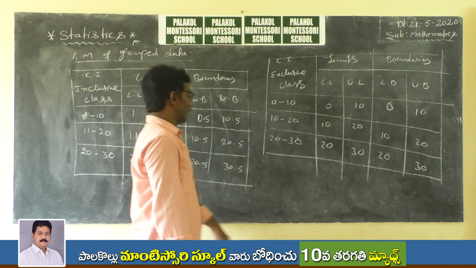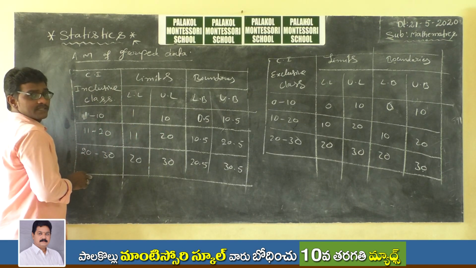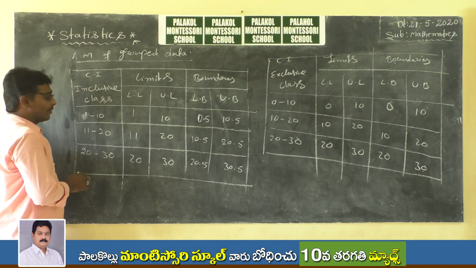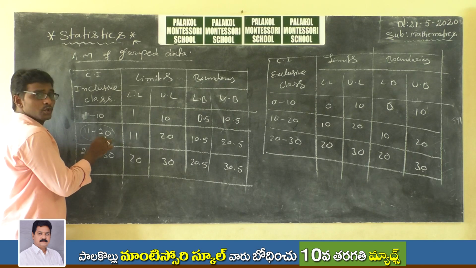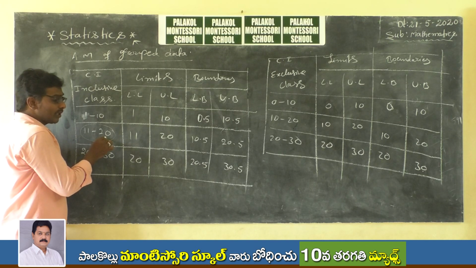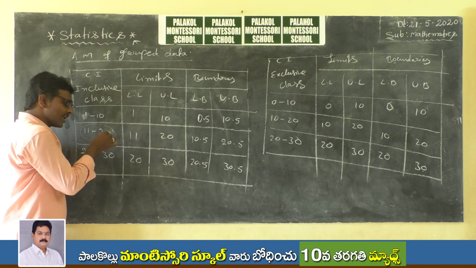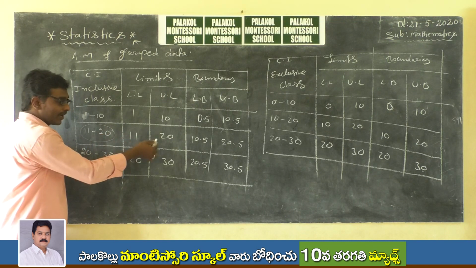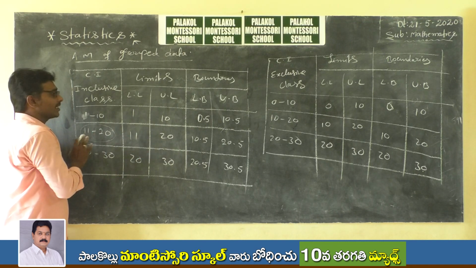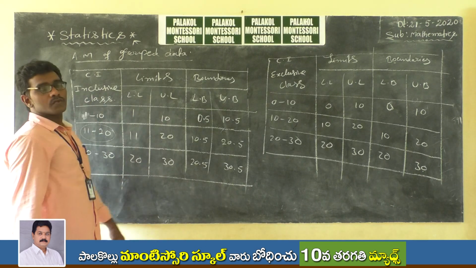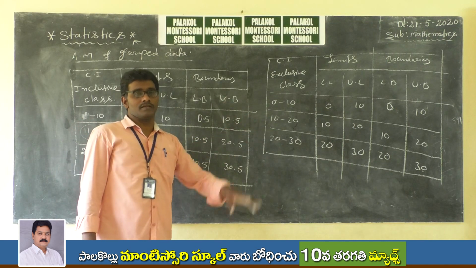Okay, no problem. Next, you select any one class and look at its upper limit and lower limit. Suppose I select the class interval 11 to 20. What is the lower limit? 11. That 11 belongs to the same class interval. And the upper limit 20 is also in the same class interval. So that type of class is called an inclusive class. It is not a continuous class; the other is called a continuous class.